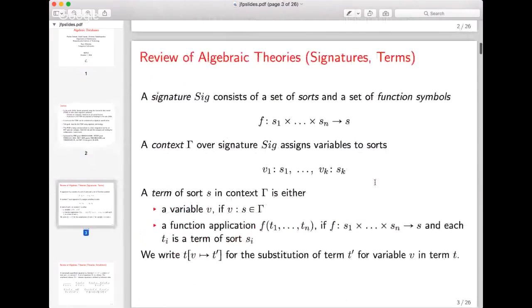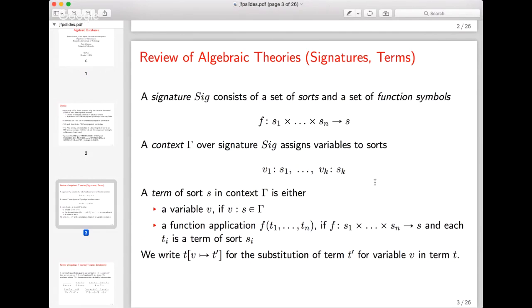So I'll start with a review of algebraic theories. This lecture obviously can't be a comprehensive introduction. Algebraic theories, which are also known as multi-sorted equational theories, are a foundational concept in computer science, and there are plenty of good textbooks on them. I'm partial to John Mitchell's text, but the basic idea is that you have these things called signatures, and a signature consists of a set of sorts.